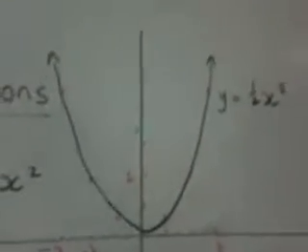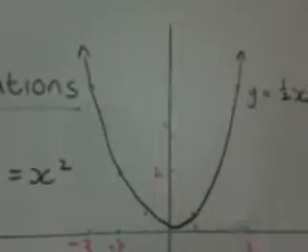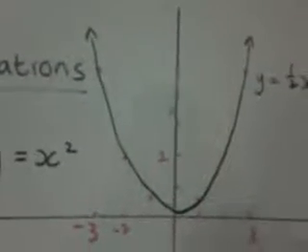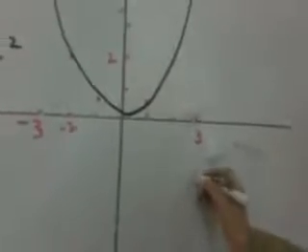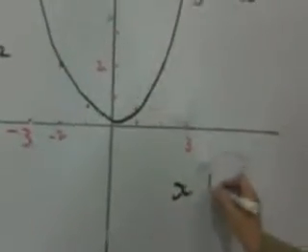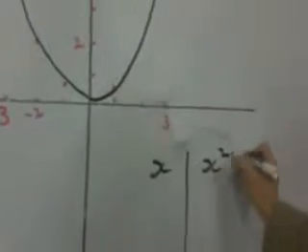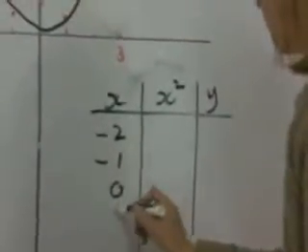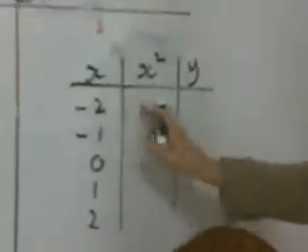I'm going to plot a few values in here just to show you what happens if I now do y = x². Let's quickly plot a few values here. I'm just going to pick 2 or 3 values so that you can see. Here's x squared and y. This is for y = x². We're going to choose minus 2, minus 1, 0, 1 and 2.